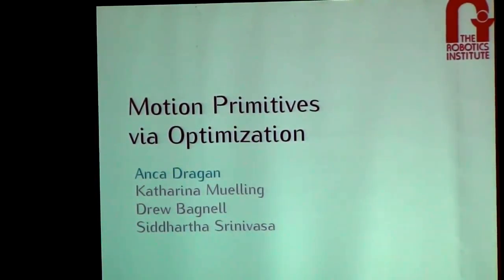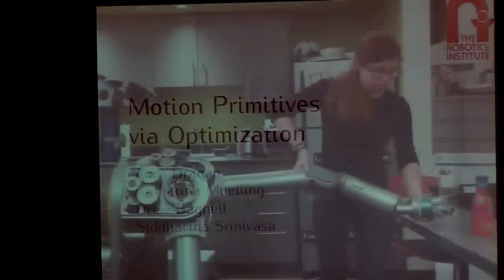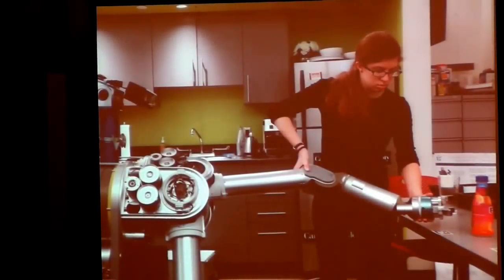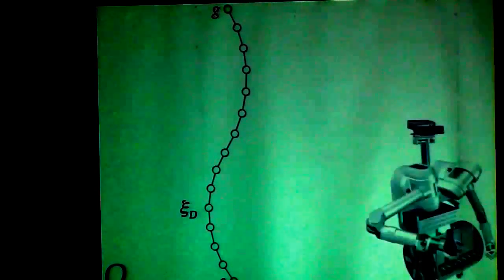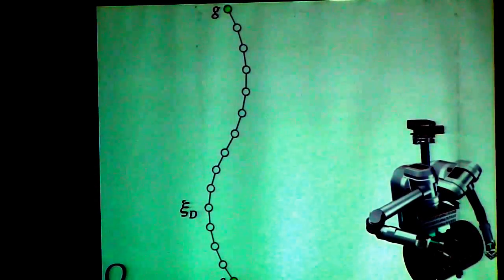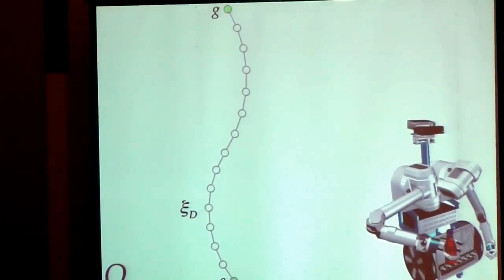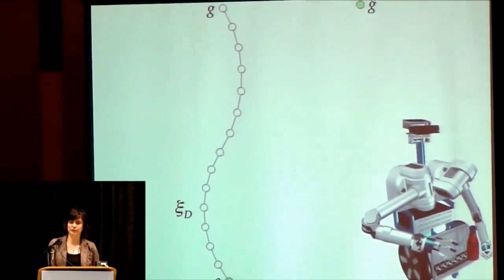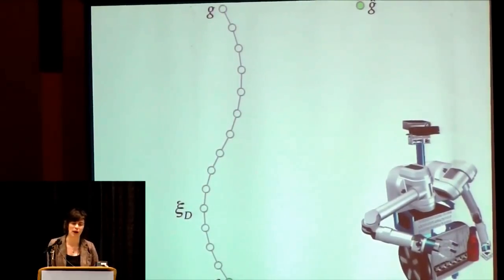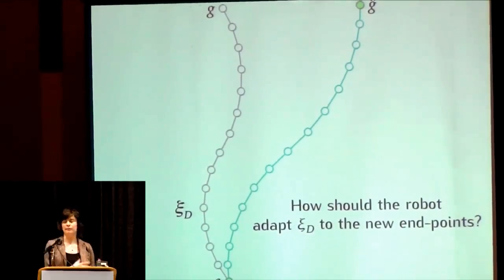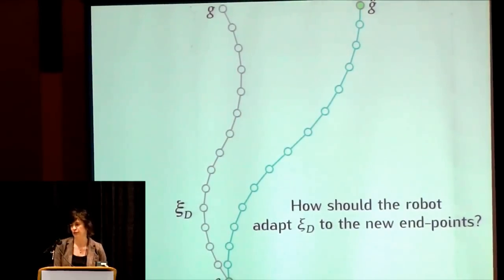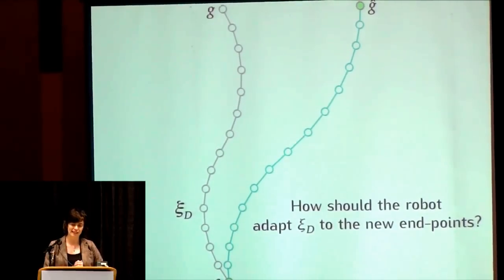Thank you. Hi, everyone. So our work this year is on adapting a demonstrated motion. Say a user demonstrates a trajectory to the robot from some start to some goal configuration. Think, for instance, of some natural reaching motion for an object. Now, what happens when the start or the goal need to change, as they inevitably will, when the robot needs to generalize that learned skill? How should the robot adapt that demonstrated trajectory to the new situation? That was the question we set out to investigate in this work.